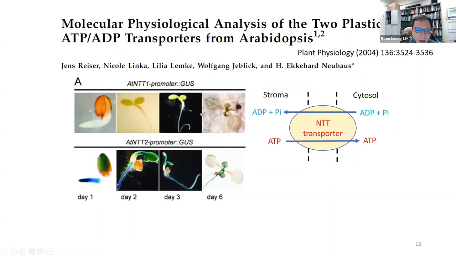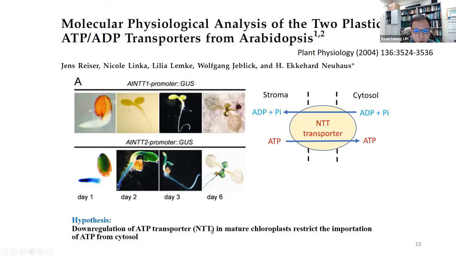Now we know that in 2004, a German group identified two chloroplast ATP transporters, AtNTT1 and AtNTT2, in the chloroplast, and studied them. It was shown that AtNTT2 is highly expressed in the cotyledon in seedlings, but when the seedlings grew to 6 days old, it stopped being expressed in the cotyledon, and it was only expressed in the root and in the young developing leaves. Now we know that the NTT transporter is actually an antiporter of ATP and NADPH. So our hypothesis is that the NTT transporter could be downregulated in mature chloroplasts and restrict the importation of ATP from the cytosol.